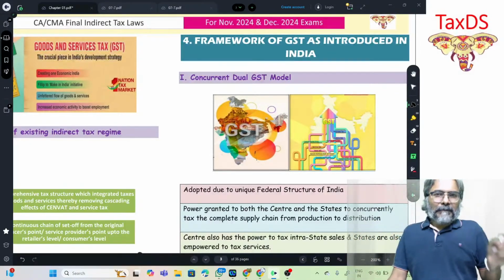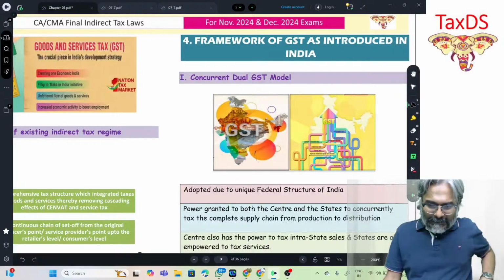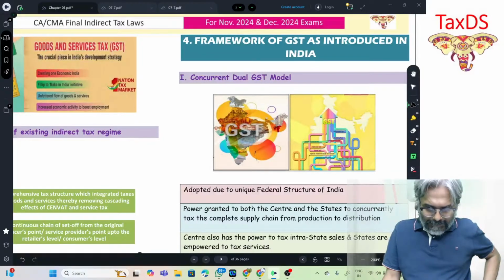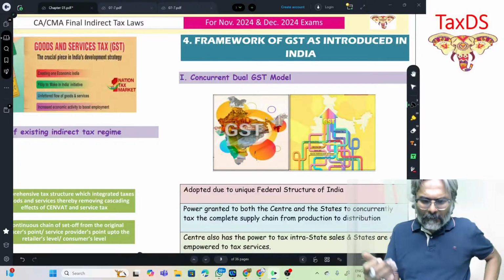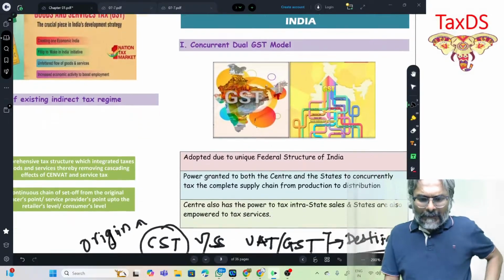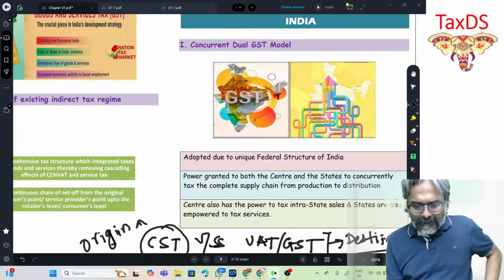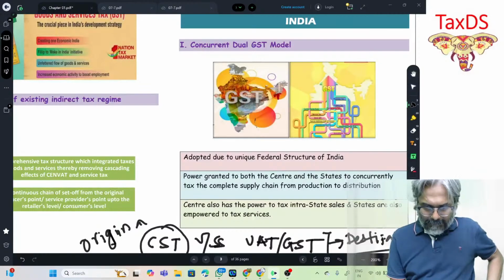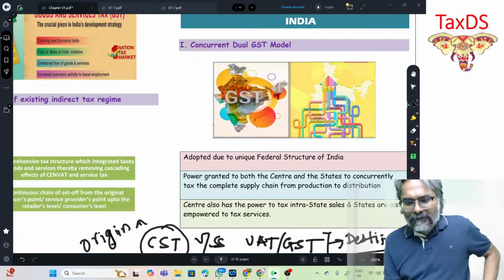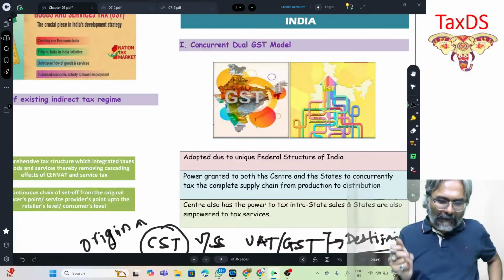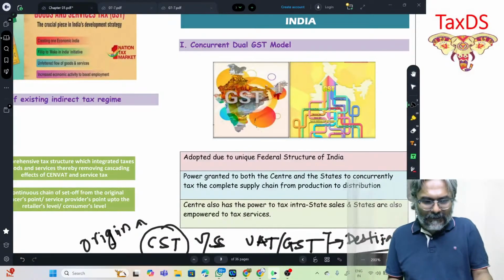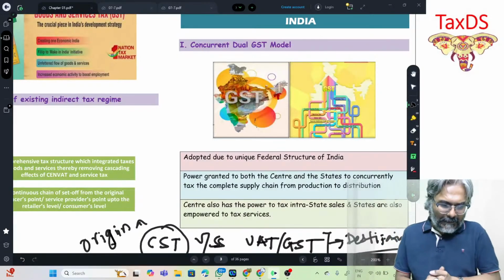So, students, now comes the framework of GST as it was introduced in India. Obviously, we all are aware that this has been adopted into the unique federal structure of India. India has this unique federal structure concept.